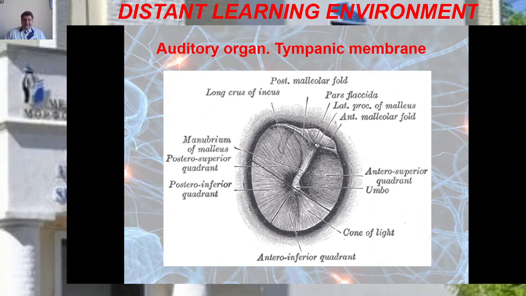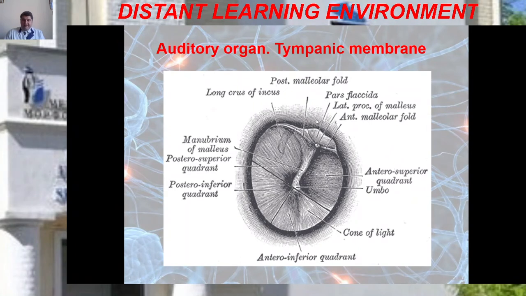The substance of the membrane itself between the two layers consists of fibrous connective tissue, the fibers of which in the peripheral part of the membrane run in radial direction and in the central part in circular direction. In the upper part, the tympanic membrane contains no fibrous fibers, and consists only of the skin and mucous layer and a thin stratum of loose tissue between them.